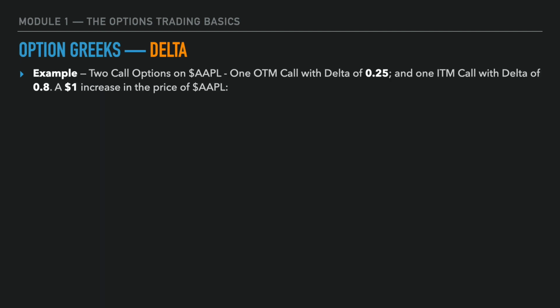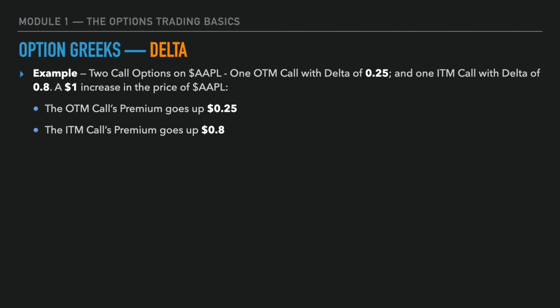Let's take a look at a quick example. There are two call options for Apple stock. One is an out-of-the-money call option with a delta value of 0.25, and the other one is an in-the-money call option with a delta value of 0.8. For every $1 increase in the price of Apple stock, the out-of-the-money call option's premium will go up 25 cents, and the in-the-money call option's premium will go up 80 cents. In general, in-the-money options will have a higher delta than out-of-the-money options, which means when options are in the money, they are more sensitive to price changes.